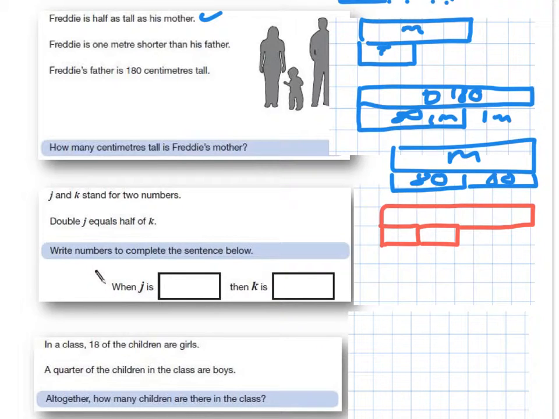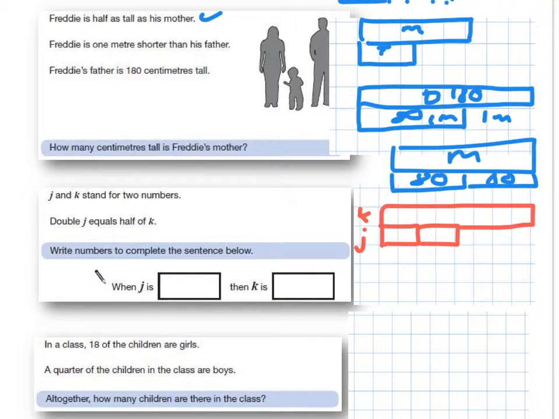So I've got my J's here at the bottom. 2 of them is half of K, so K's on the top and my J's down here. And it says write numbers to complete the sentence below. So when J is something, then K is something else.